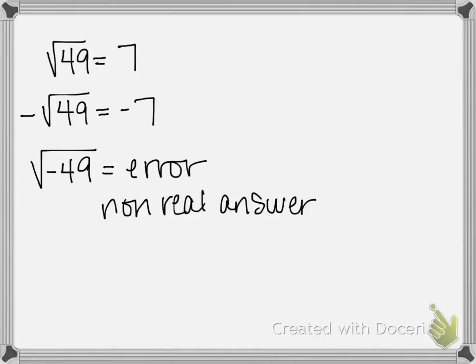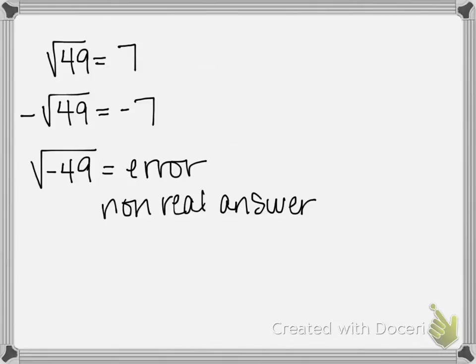A number times itself. 7 times 7 or negative 7 times negative 7. Can you ever get a negative number? No. Multiplying any number by itself, you'll never get a negative. Exactly. So that's why you get this whole error message.